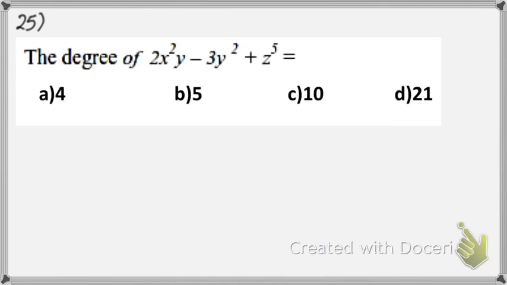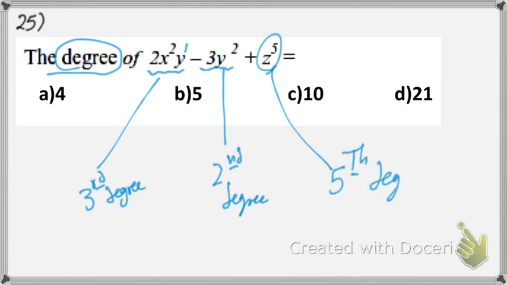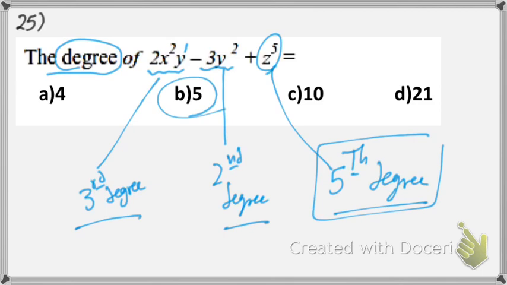Question 25. The degree of 2x squared y minus 3y squared plus z to the power of 5. The first term here, which is 2x squared y, is third degree. Why is it third degree? Because y here is to the power of 1. And 3y squared is second degree, because y is to the power of 2. z to the power of 5 is fifth degree. Notice that we are adding in the first term 1 and 2, at x squared times y. So we need to compare between fifth degree, second degree, and third degree. We'll figure out that the greatest is fifth degree.